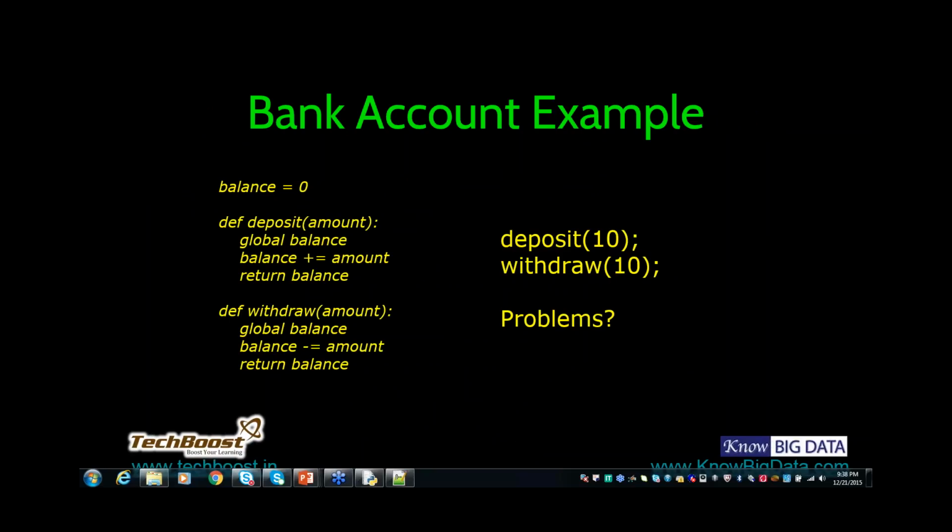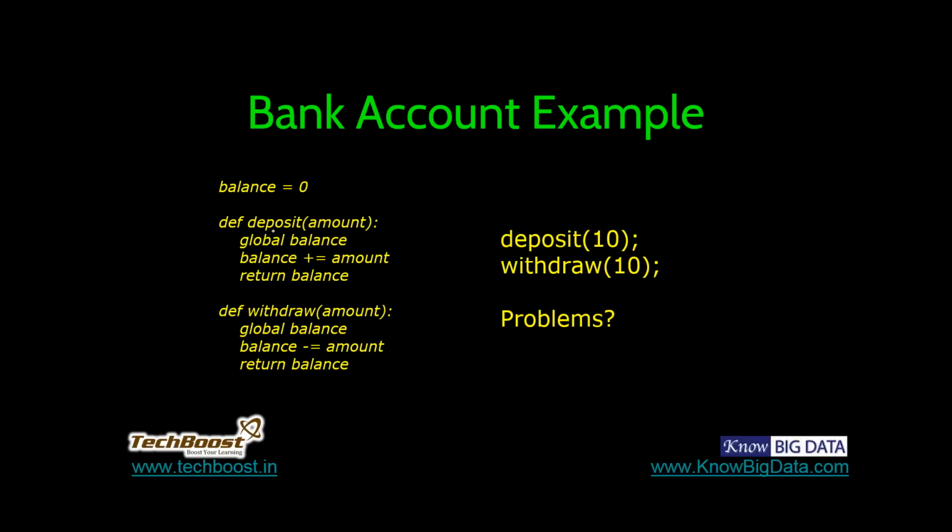Okay, I have got 2 functions over here. One is to deposit the amount in the bank account, and one is to withdraw the amount from the bank account. And I'm calling this, I'm saying that, hey, deposit $10 in my account, and then I'm withdrawing $10 from the account. Do you see a problem over here?